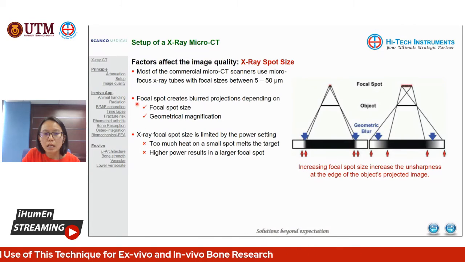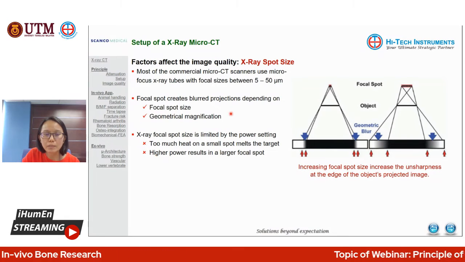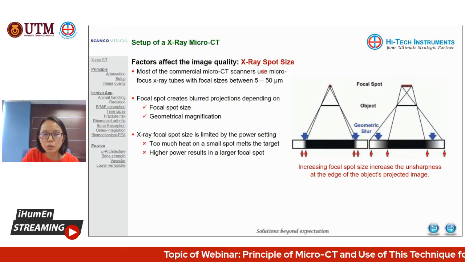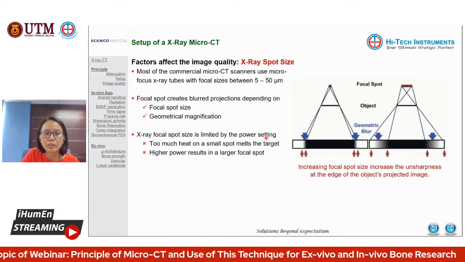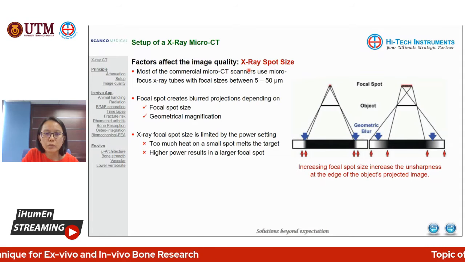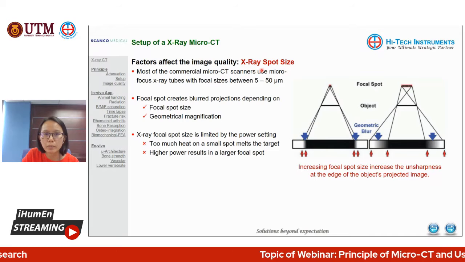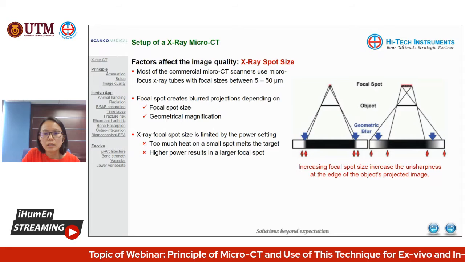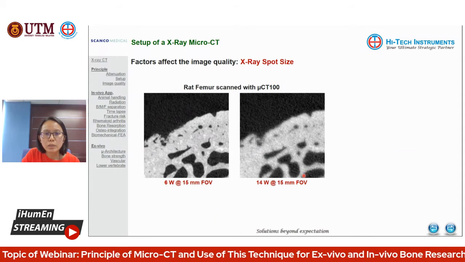This one I would like to highlight is that the focus spot size is limited by the power setting. It cannot be too small, because when it becomes too small, it will generate a lot of heat that could melt the target itself. So that's why we have a limitation, and it normally ranges between 5 to 50 micron. It cannot be lower with the technology nowadays. Most of them range from about, the lowest is 5 micron.